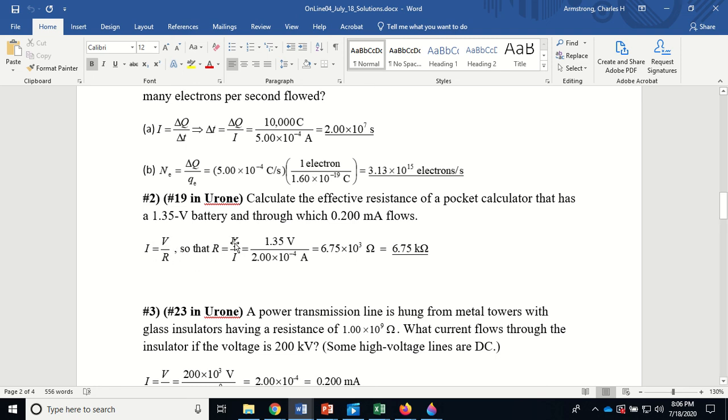So to solve for R in this equation, we've got the voltage, 1.35 volts, and the current. They just moved it over and made it 10 to the minus 4 instead of 0.2 times 10 to the minus 3. So you get 6.75 times 10 to the third ohms, or 6.75 kilohms. That would be the effective resistance in your pocket calculator.